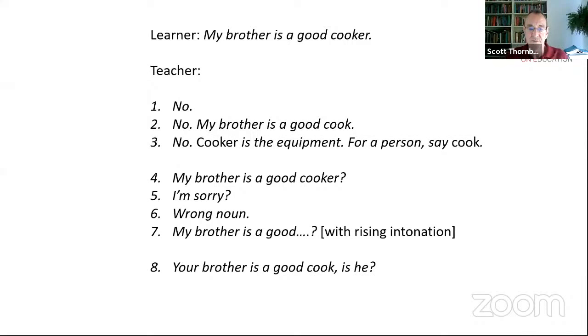But there's another possibility, where the teacher could say, continuing the conversation, "Your brother is a good cook, is he?" Learner: "Yeah, my brother is a good cooker." Teacher: "Your brother's a good cook, is he?" So what's this? There's a correction in there, but it's kind of embedded in a natural response.